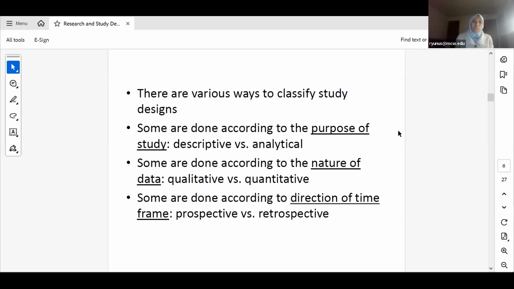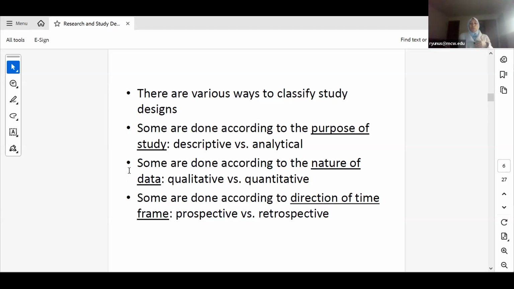Is the objective of the study to describe the data, or is it to analyze in such a way that you're trying to establish some sort of association, right? Okay, number two, sometimes the studies are classified according to the nature of the data, right? For example, quantitative versus qualitative, so you are telling people the nature of your data: is it quantitative or qualitative? So that's how you classify it.